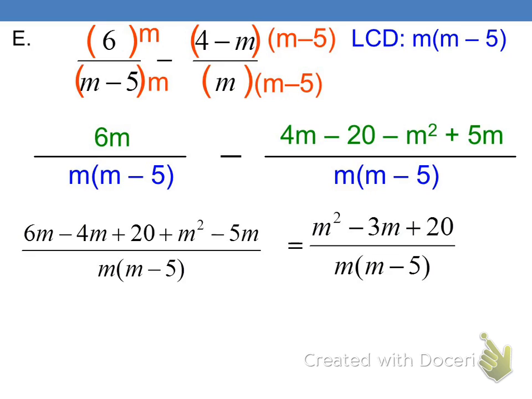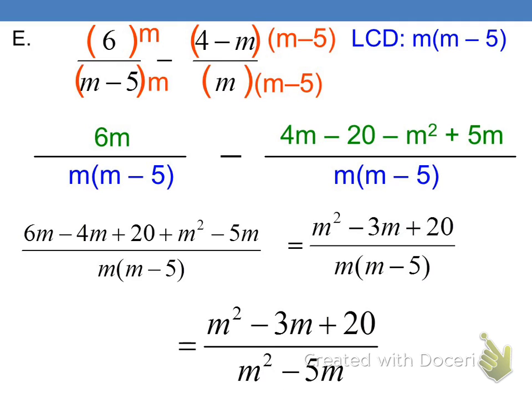Okay, back to this. Ways to make a 20 are 1 and 20, 2 and 10, 4 and 5. That's it. So does this factor? No. It does not. So what you can do is just write this guy by distributing the m. Distribute the m on the bottom. Yes.